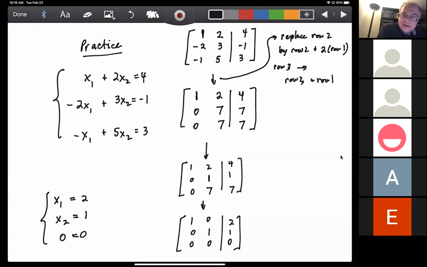Can you repeat what you did to row 3 for the last step? Now, row 2 and row 3. You see those two rows? Mm-hmm. So what am I trying to do here?